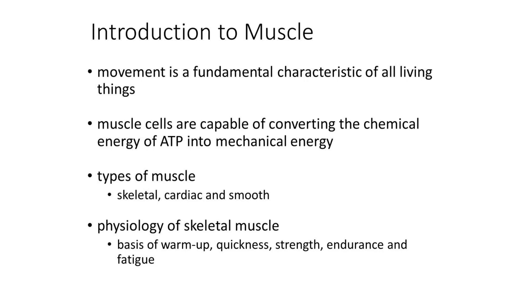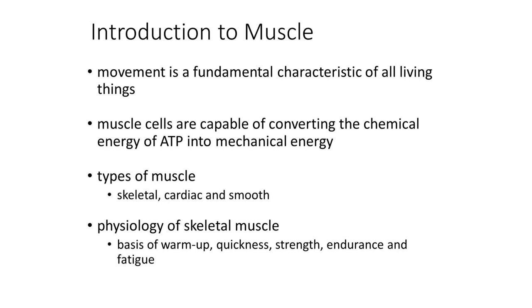Okay, so today we are going to start talking about what constitutes a muscle cell, what these cells are doing, and the parts of the cells. Movement is a fundamental characteristic of all living things. We need to move, and we do that with the capability of muscles. Muscle cells are capable of converting chemical energy of ATP into mechanical energy. And there are three types of muscle: skeletal, cardiac, and smooth.